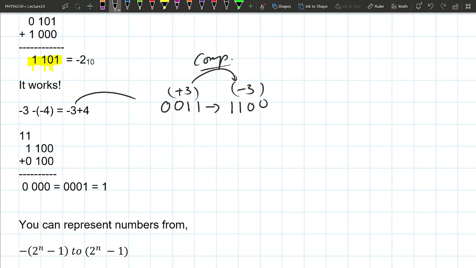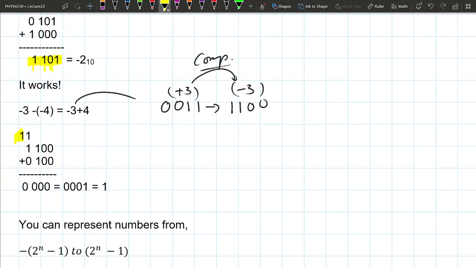Positive 4 I can deal with. It's just 0, 1, 0, 0. Add these numbers together: 1 plus 1 gives you a 0 with a carry. 1 plus 1 gives you 0 with a carry. So here this is actually sort of interesting. We're adding two numbers together, but then there's an extra bit that came out. If you're doing this computation on actual electronics, this will just get ignored, because there's nowhere to store this information.